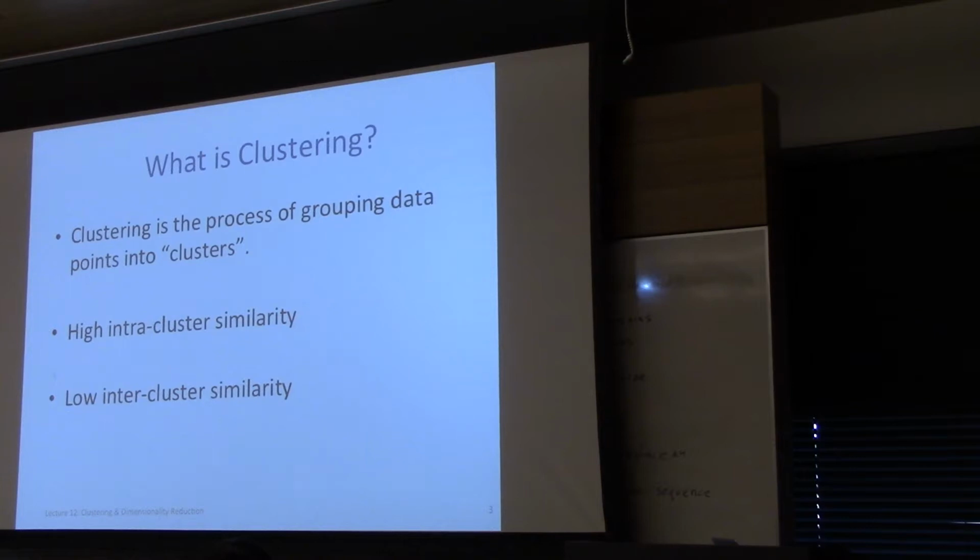So what is clustering? Clustering is the process of grouping data points into clusters. I don't know why I wrote that. In retrospect, it's kind of obvious. Anyway, the goal is for these clusters to have high intra-cluster similarity and low inter-cluster similarity. So things within the same cluster should be more similar to each other than things between clusters.